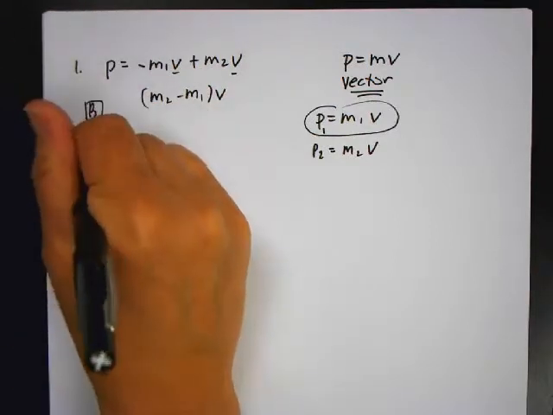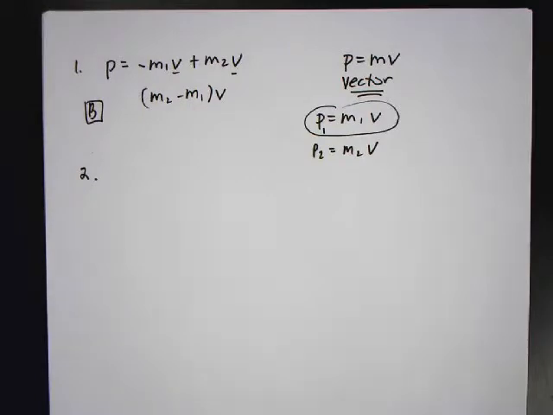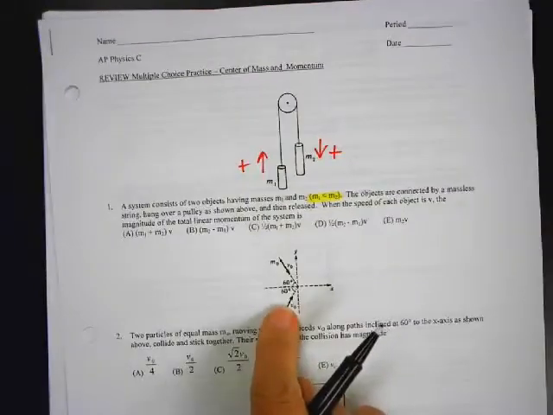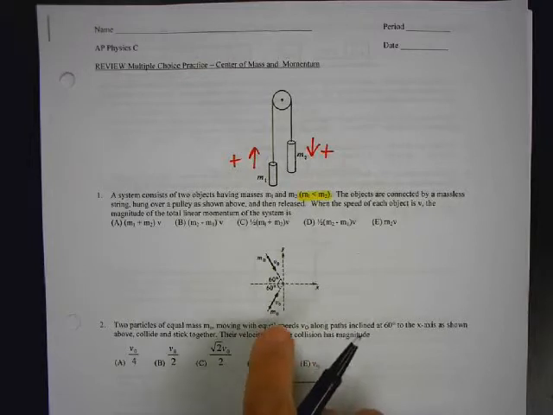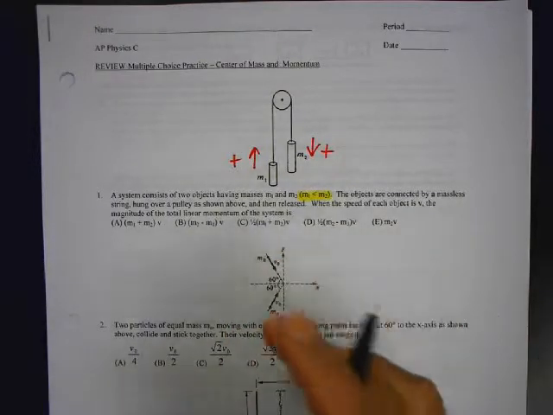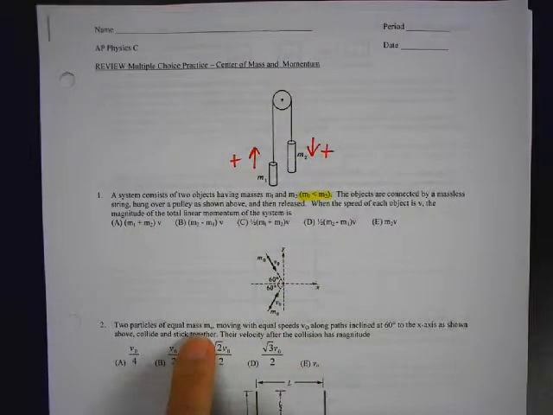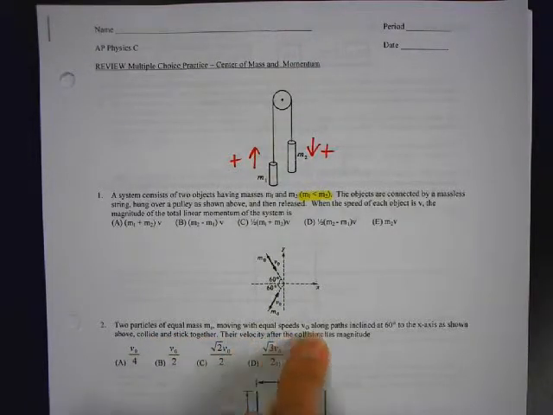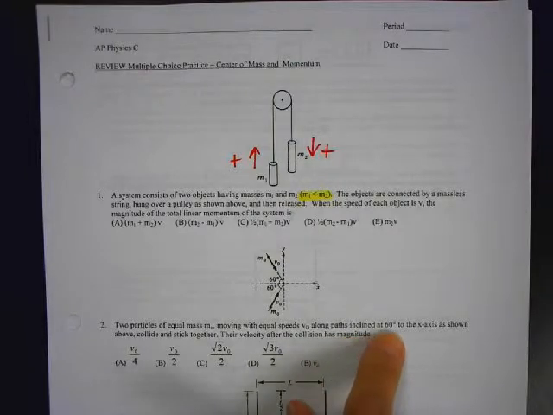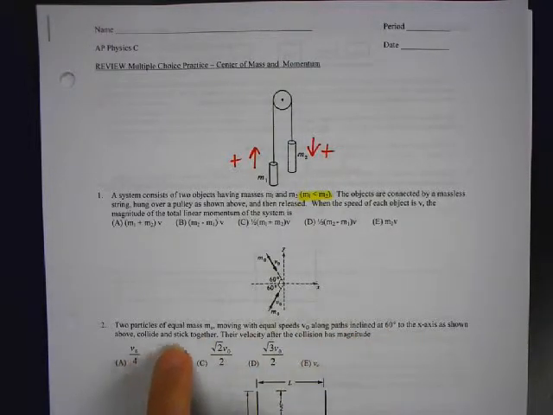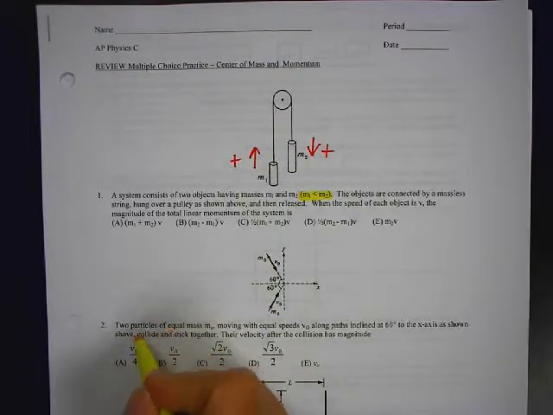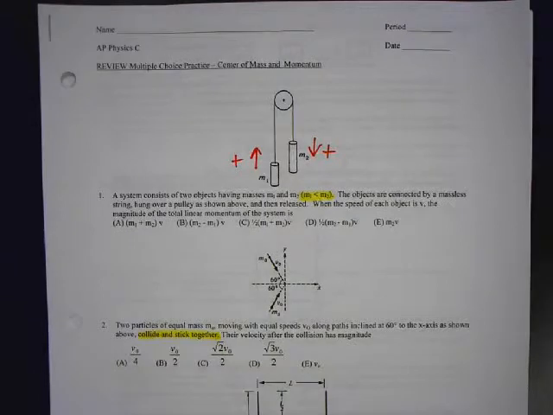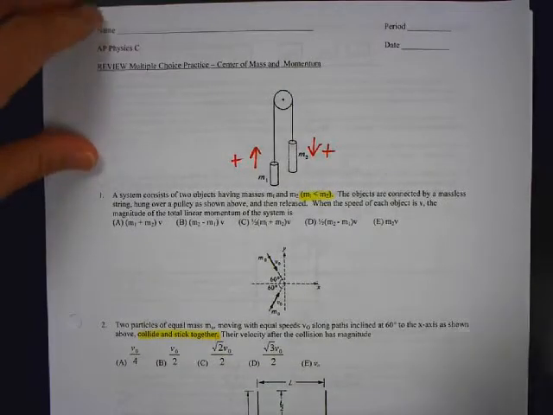All right, number 2. Now this is a classic problem that they always have on the AP test, where like something hits a wall and it bounces off or something like that. So this one has two particles. So two particles of equal mass, m naught, moving with equal speeds along the paths inclined at 60 degrees to the x-axis as shown. Inclined, they stick together. Okay? So sticking together is important because they're then going to move off. The velocity of their velocity after the collision has a magnitude.